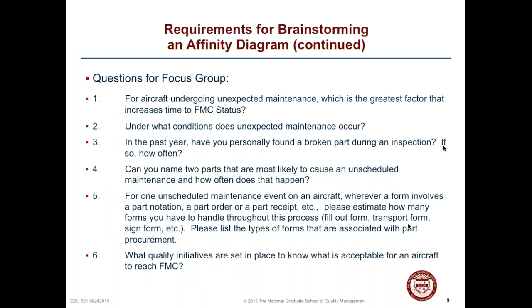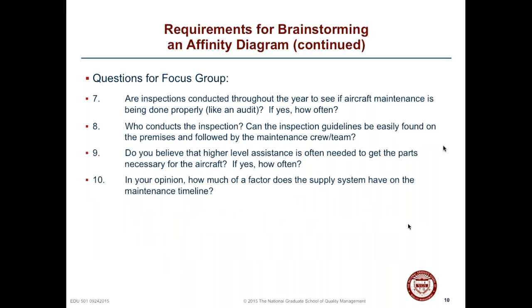Some of the questions that we thought we could ask to help with the brainstorming of this diagram would be: for the aircraft undergoing unscheduled maintenance, what is the greatest factor that increases time to FMC status? And can you name two parts that are most likely to cause an unscheduled maintenance, and how often does that happen? You can go to the next one. And these are just more questions that we had for the focus group. In your opinion, how much of a factor does the supply team have on the maintenance timeline? And who conducts the inspections? Can the inspection guidelines be easily found on the premises and followed by the maintenance crew slash team?